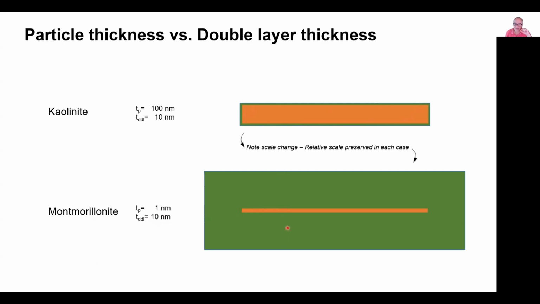By the way, the relative size here is correct, but I had to change the scale from the previous drawing to this drawing, otherwise we cannot see it. We cannot see the double layer in the upper case.